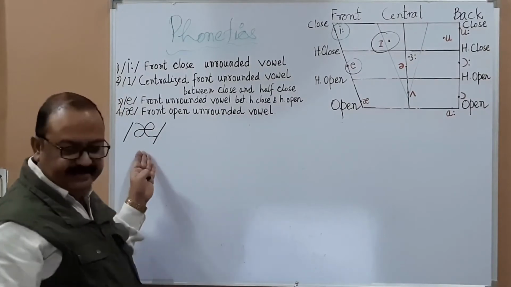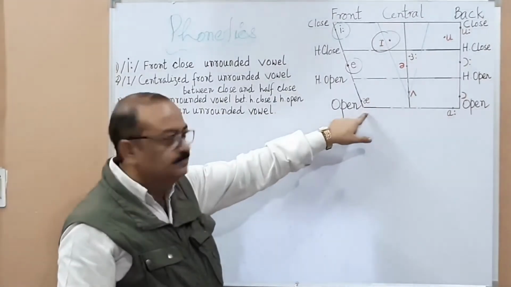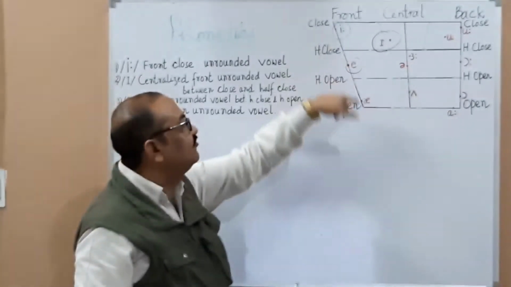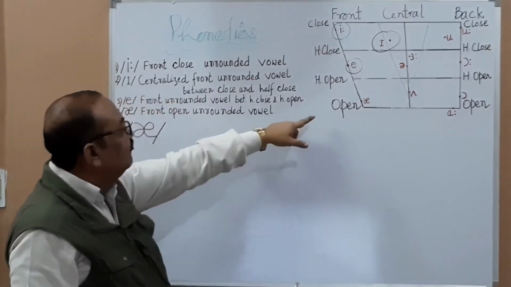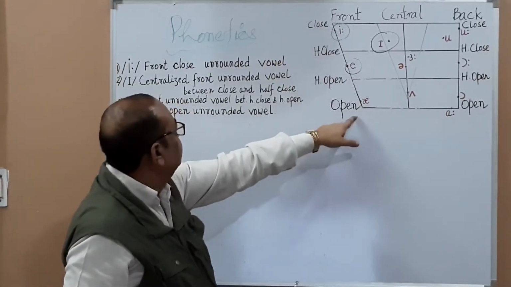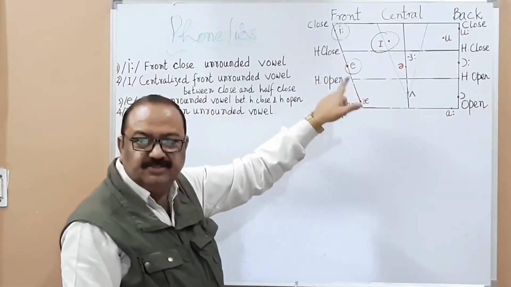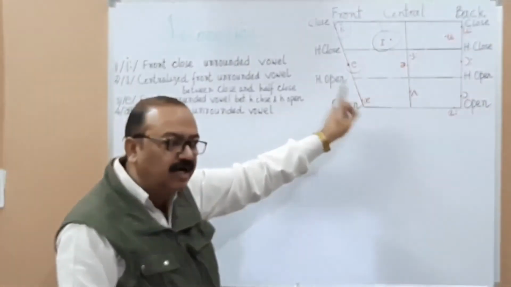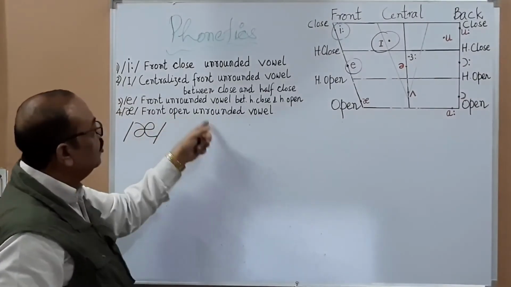So this is æ. And see, where is it placed? Down here. And which position is this? Open position. And this is front. So this is a front, open, unrounded vowel. Front, open, unrounded vowel. I repeat. Okay? And here I have written front, open, unrounded vowel.